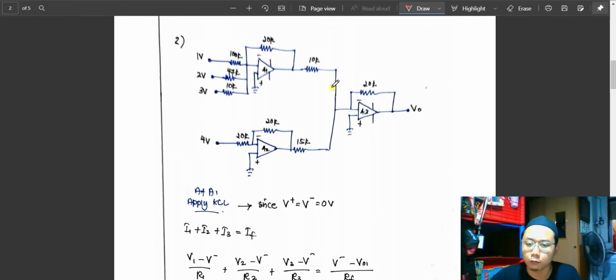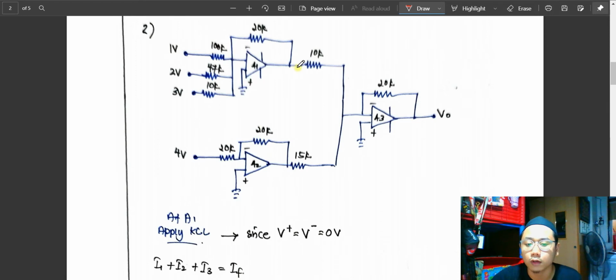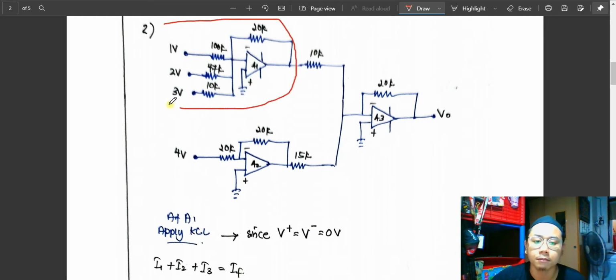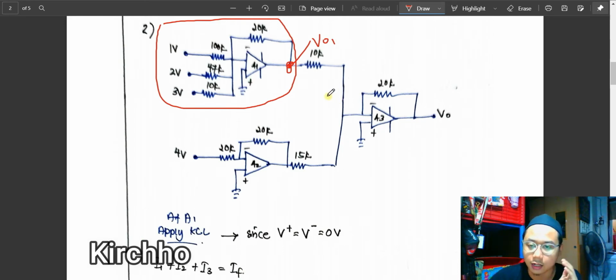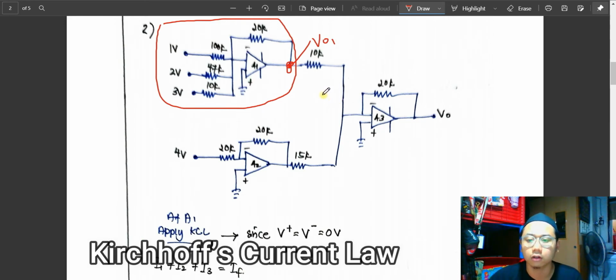Okay, so from this circuit we need to find the V out 1 first. We need to find the output voltage from the first amplifier first. So from the first amplifier, this one, this is the summing inverting, so we need to find here the V out 1. So how to find the V out 1? We need to apply the KCL method, Kirchhoff's current law.